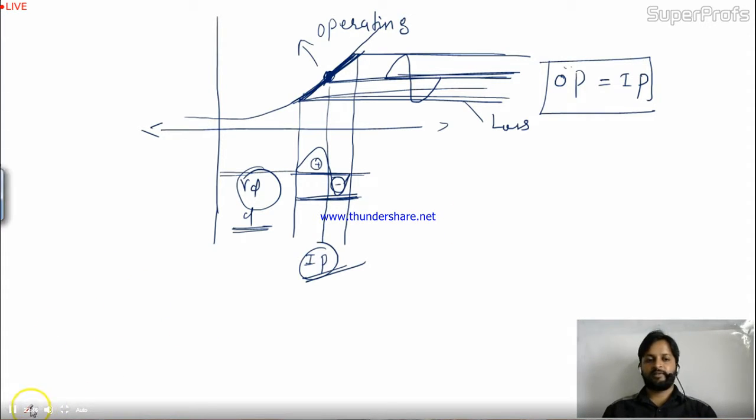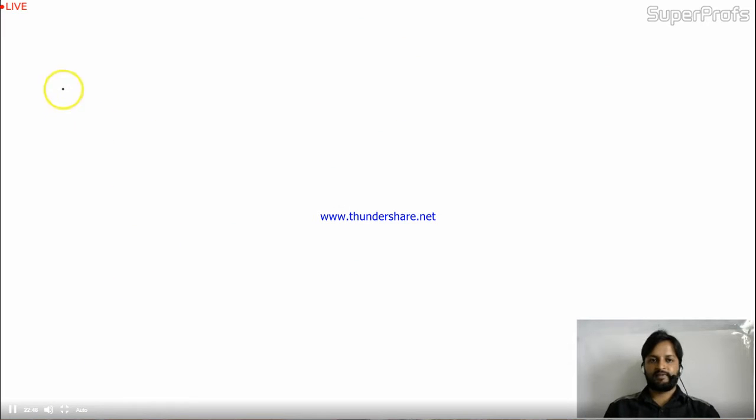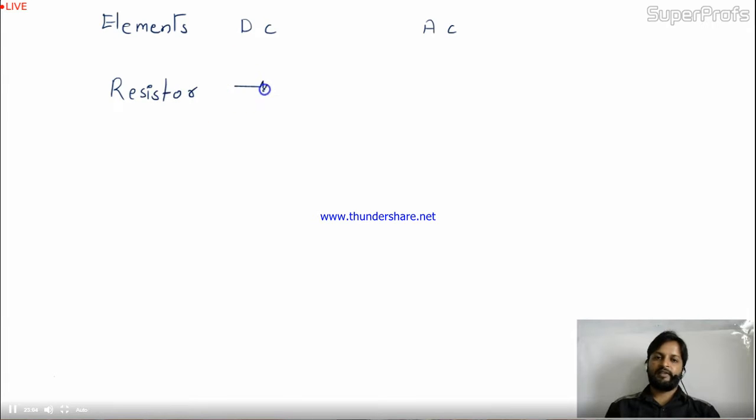Now wait a minute. Let me tell you one thing. Let me erase it first. See, this is the DC and AC, and here we'll take elements, right? The first element we'll discuss is the resistor. The resistor in DC is like this only. In the AC, same, there is no problem with the resistor in either DC or AC. No problem at all.